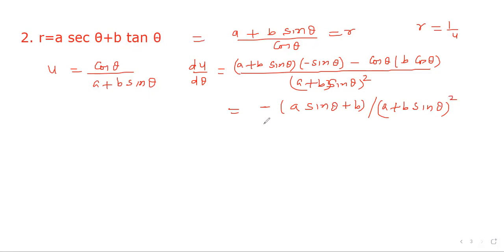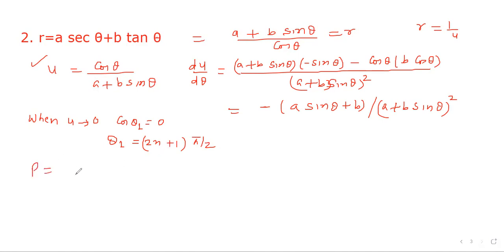Now we have u equal to this value. When u tends to 0, this cos theta will be 0. And we can say that theta, here let's write it as theta 1, so theta 1 will be equal to 2n plus 1 pi by 2, where n is an integer.